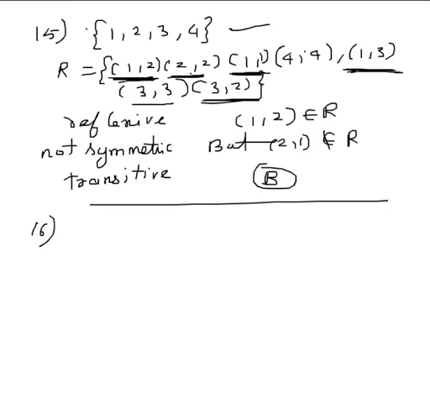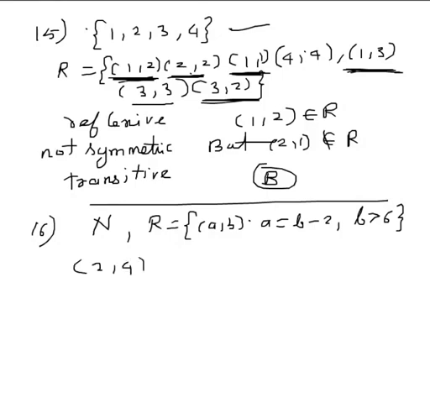Now question 16. The relation is defined on the set N, and the relation is given as the set of all (a, b) such that a = b - 2 and b is greater than 6. We have to check which answer satisfies this. (2,4): no, b is not greater than 6. b is 4. So the first one is not true. Now the second one, (3,8): b is greater than 6. But what about a? 3 should be equal to 8 minus 2. No, they are not equal.